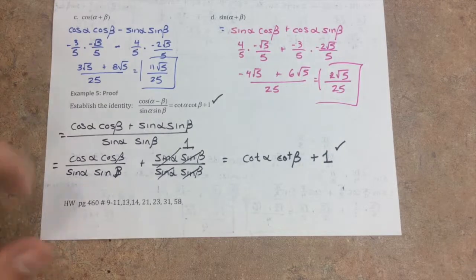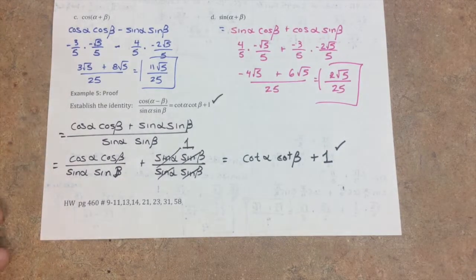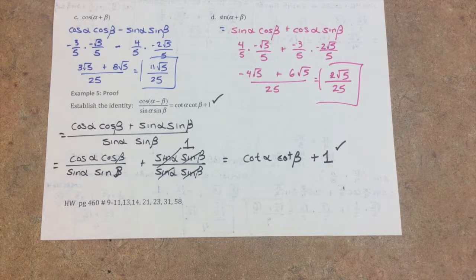Okay, hopefully this has made sum and difference formulas a little bit easier. Once you get the hang of it, they actually are quite easy. We have one more section, and that is half angle formulas. And then we are done with level 7.